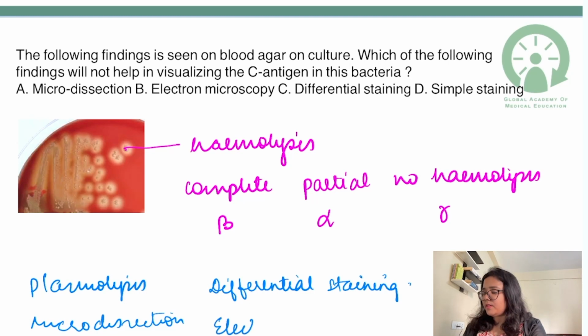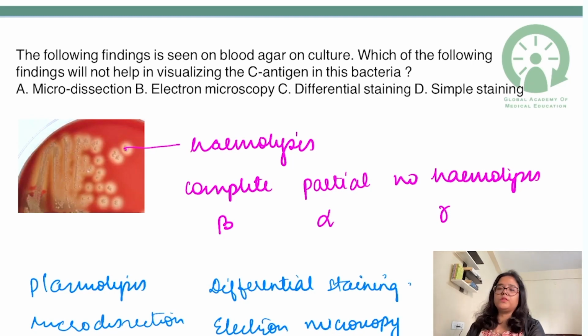And then we have electron microscopy. But with light microscopy and simple staining we cannot visualize the C carbohydrate antigen. So the answer here will be simple staining. So this is the wrong answer here.